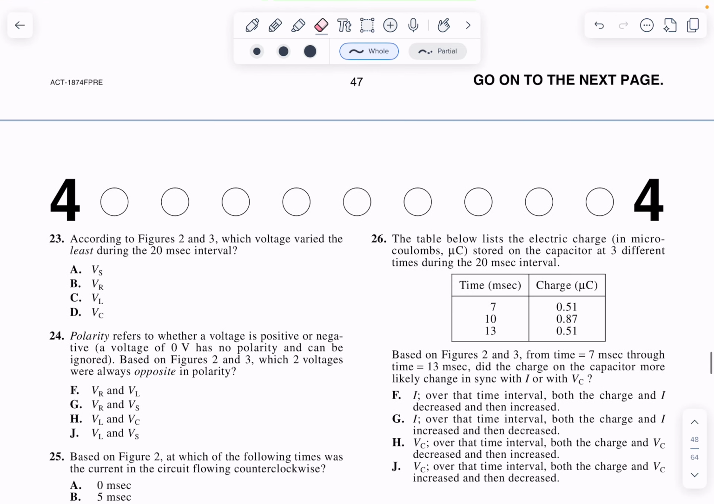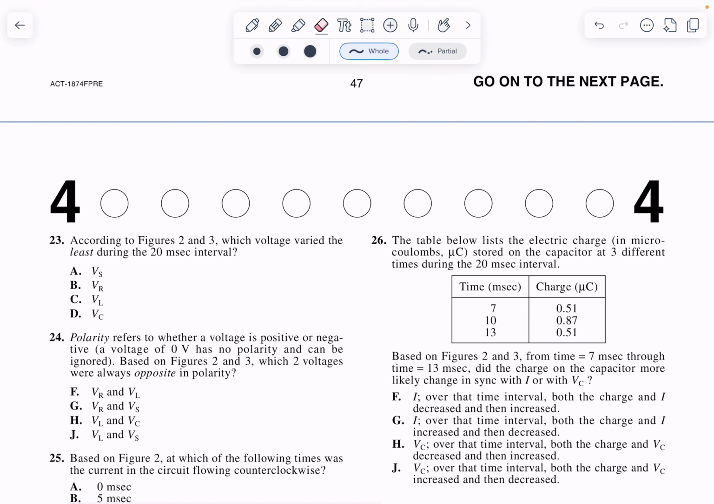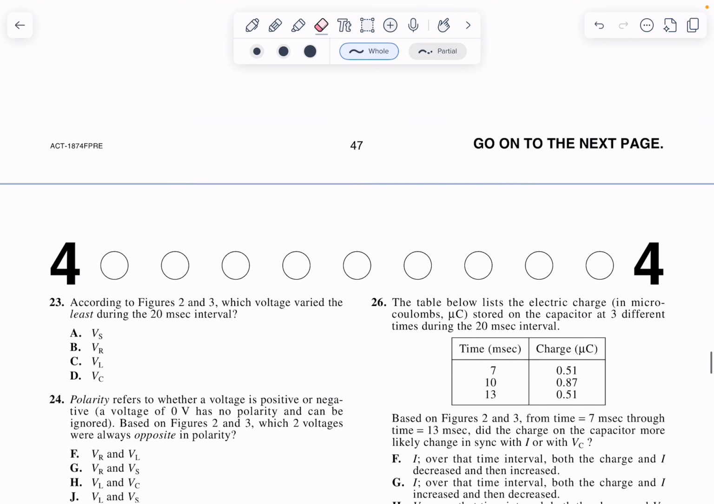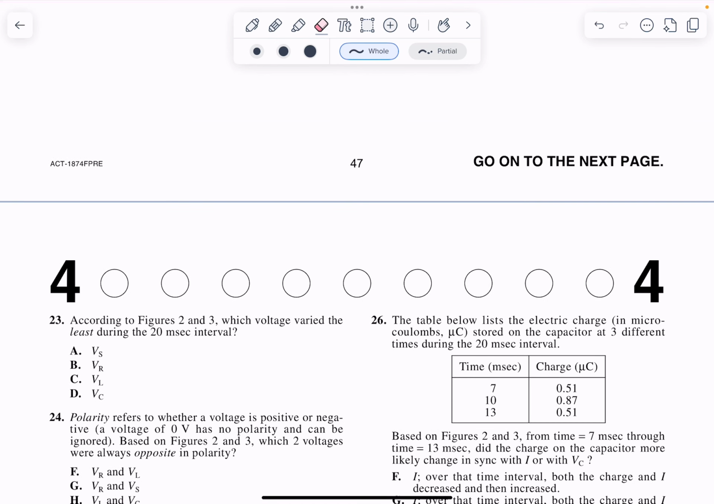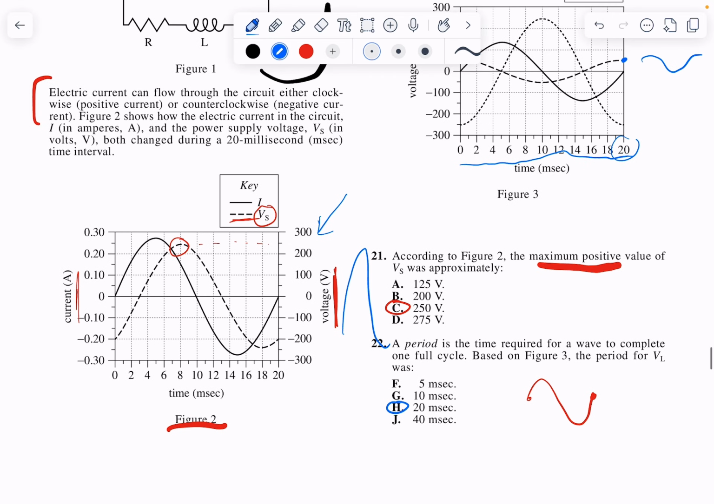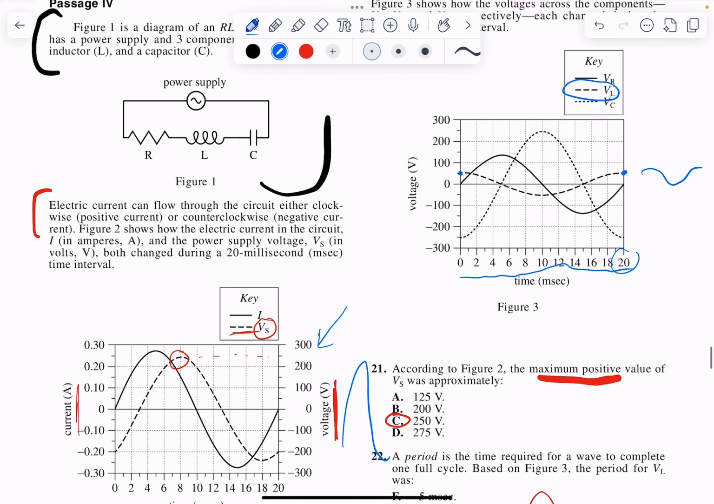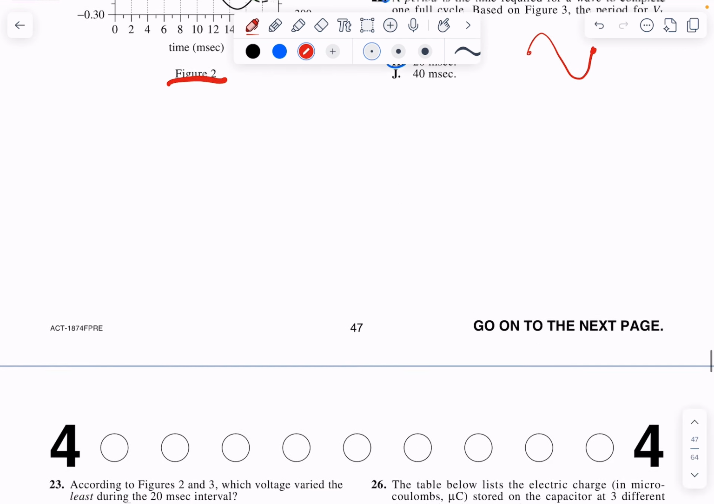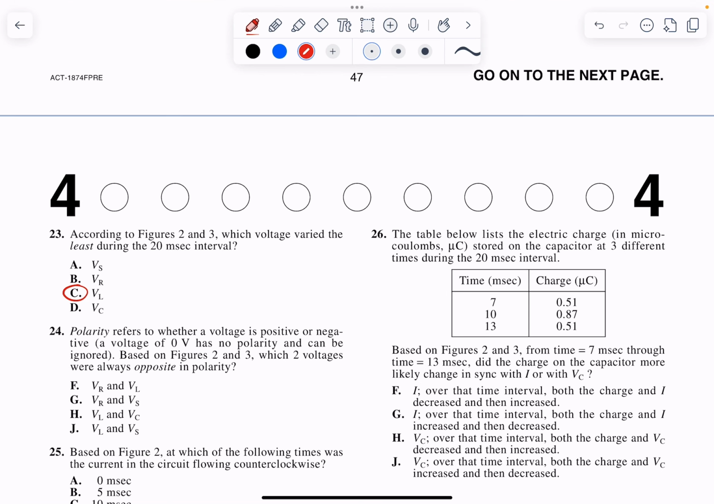Okay, so jumping down to 23, according to figures 2 and 3, which voltage varied the least during the 20 millisecond interval? Okay, so we've got V sub S, R, L, and C. So V sub S is on figure 2 here, which has quite a variability. It goes from about negative 250 to positive 250. Looking at this guy here, it looks like the one that varies the least is the dotted medium one, the hash, I guess, which is V sub L. So let's come down here. V sub L varies the least.